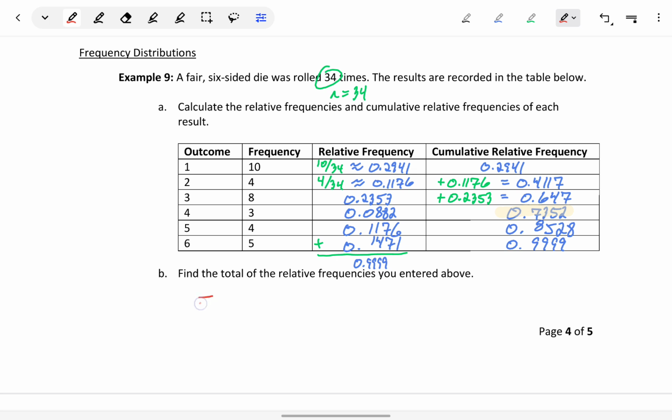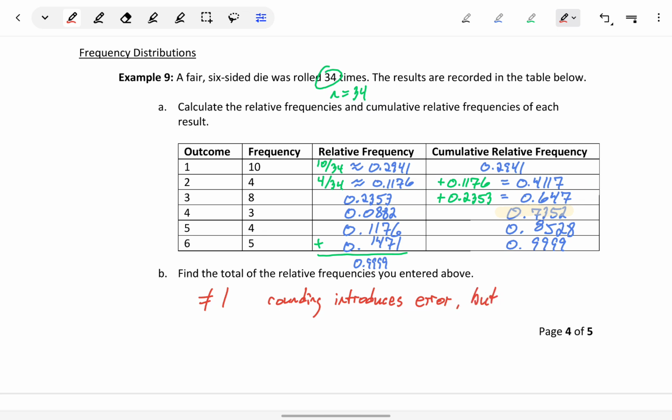In this case, we didn't get 1, but that's okay because this is due to rounding errors. Or not really rounding errors, but rounding. As we calculated these different relative frequencies, we would have gotten more than 4 decimal places, but as soon as we start rounding values, rounding introduces error because our results are not as precise as they could be.